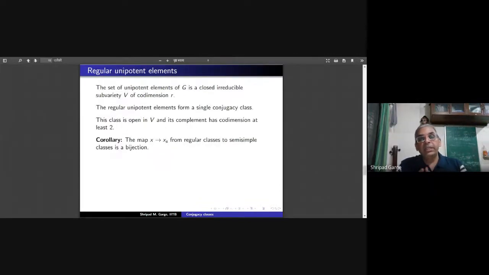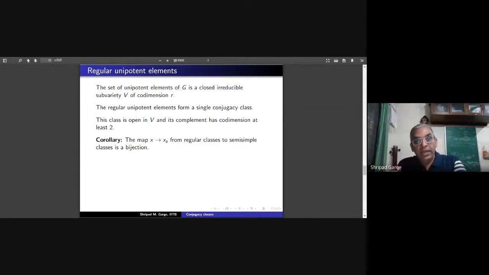Okay, so starting with any semisimple element, we have obtained a regular element whose semisimple part is XS. So this map is now onto. Starting from regular classes, we can get all semisimple classes. And further, this map is also one-to-one. That is because suppose we have X and Y, and their semisimple parts are conjugate, then you can do the same thing.